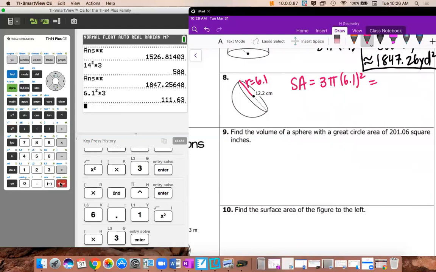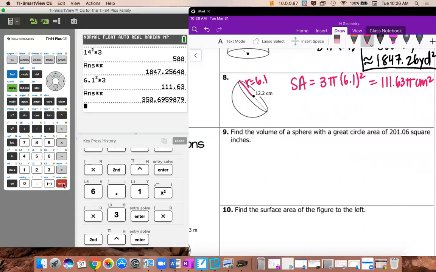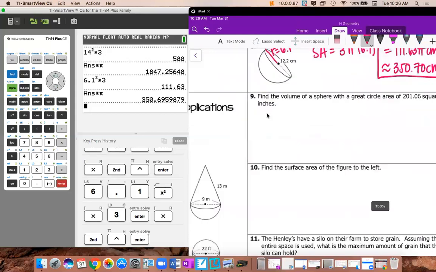And so we get 111.63 pi centimeters squared. And I'm going to multiply that pi in. So we get that this is about 350.70 centimeters squared. So again, that's just the outside of your basketball, including the side that gets cut in half, so this is your great circle. Okay, application problems.